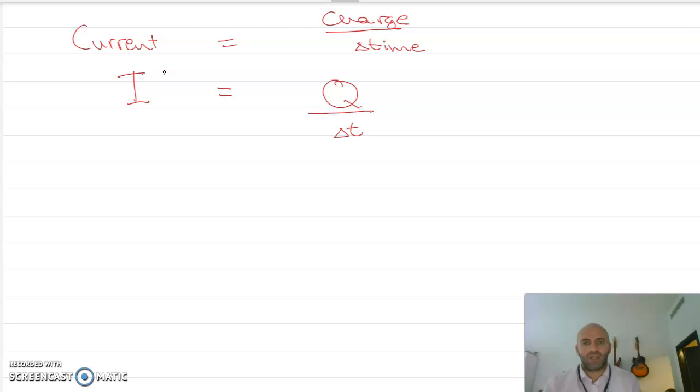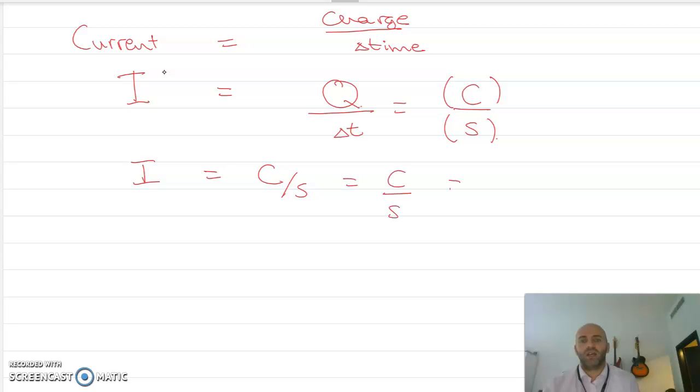This basically tells us the unit of current. If we plug in the units of Q, a charge is measured in coulombs, and time, of course, is measured in seconds. So current will have the unit of coulomb per second, or coulomb over second, or coulombs seconds to the -1, but it's more commonly known by its stage name, the amp.